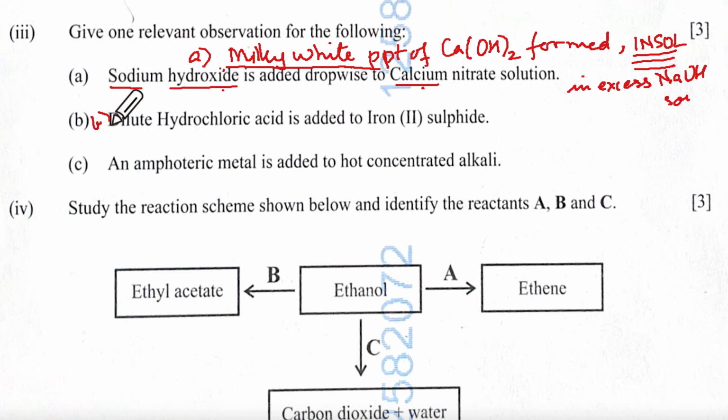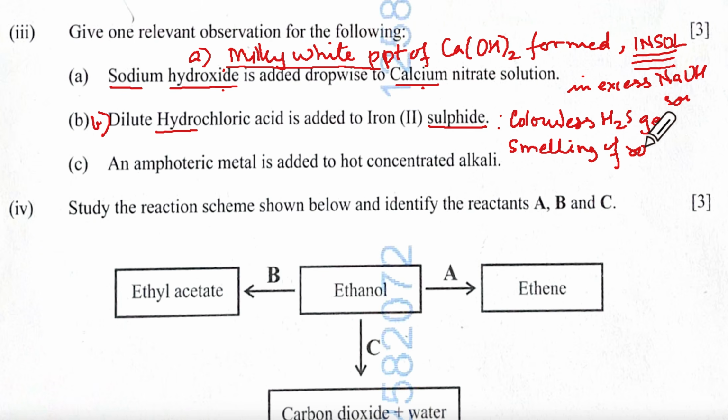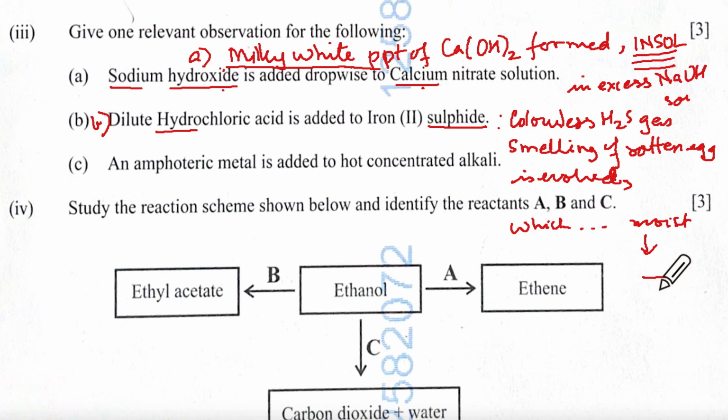Dilute HCl added to iron 2 sulfide. Sulfide will form H2S gas. So you will say the description of it means it will be a colorless H2S gas smelling of rotten eggs is evolved, and then you are going to say which turns moist lead acetate paper silvery black.